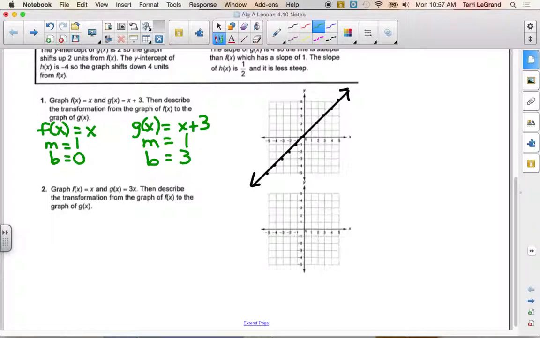So what should our expectation be before we graph this? They should be parallel because the slope never changed. The slope didn't change, so they better turn out to be parallel lines, huh? Okay, so let's start at 3 on the y-axis, and let's make points for that one.